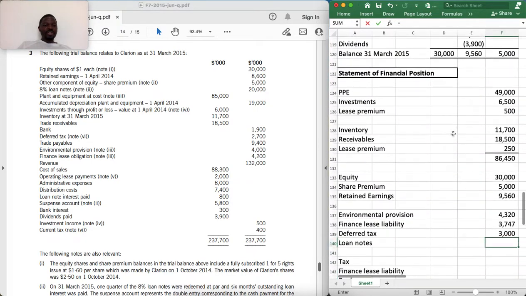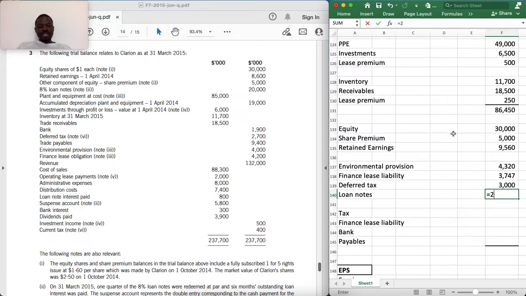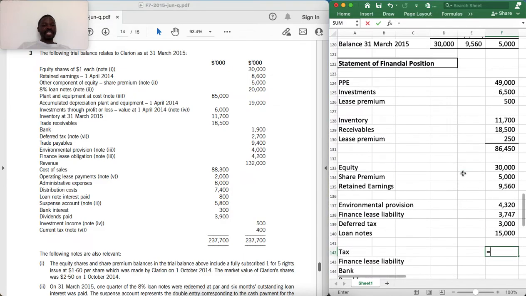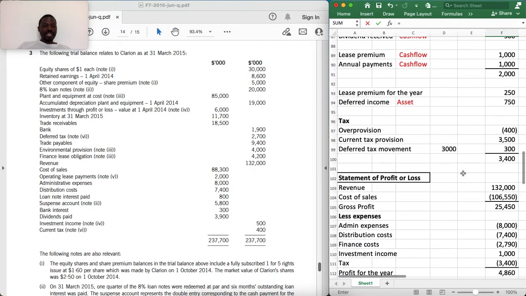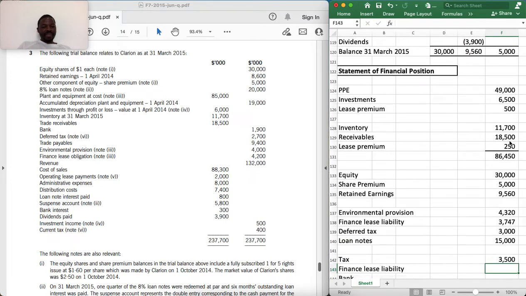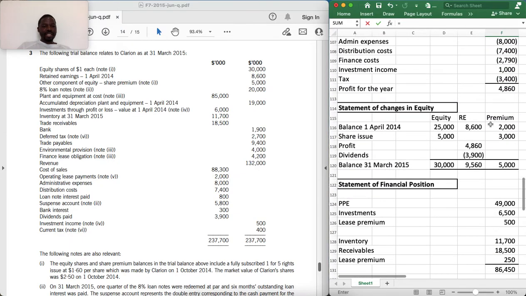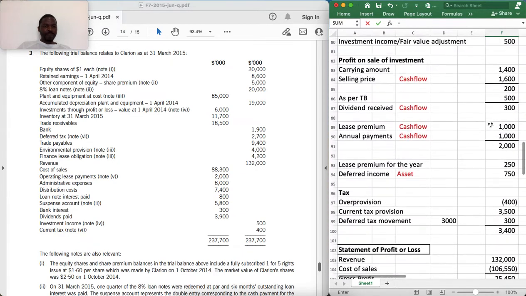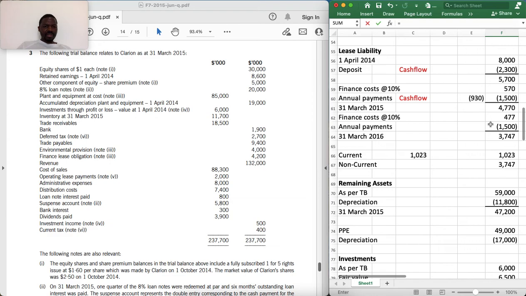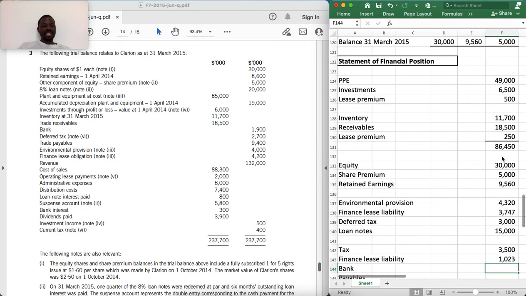Unfortunately, the loan note we did not calculate, but the loan note we were told in the trial balance is 20 less what was paid of 5,000. We get 15 like that. Then the tax portion, we take the current tax. Let's go to our tax working and take the current tax provision. The finance lease liability, let's go and take our finance current portion. The current portion of our finance lease liability is 1,023.